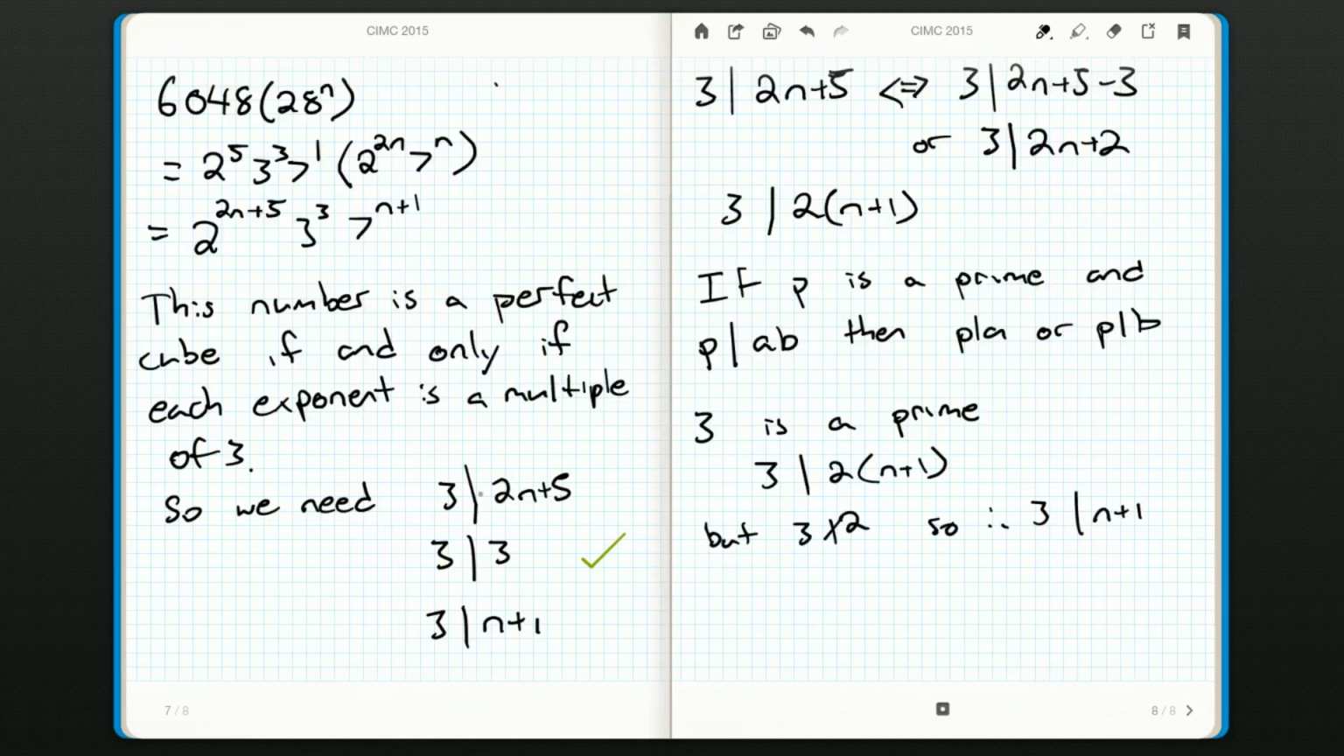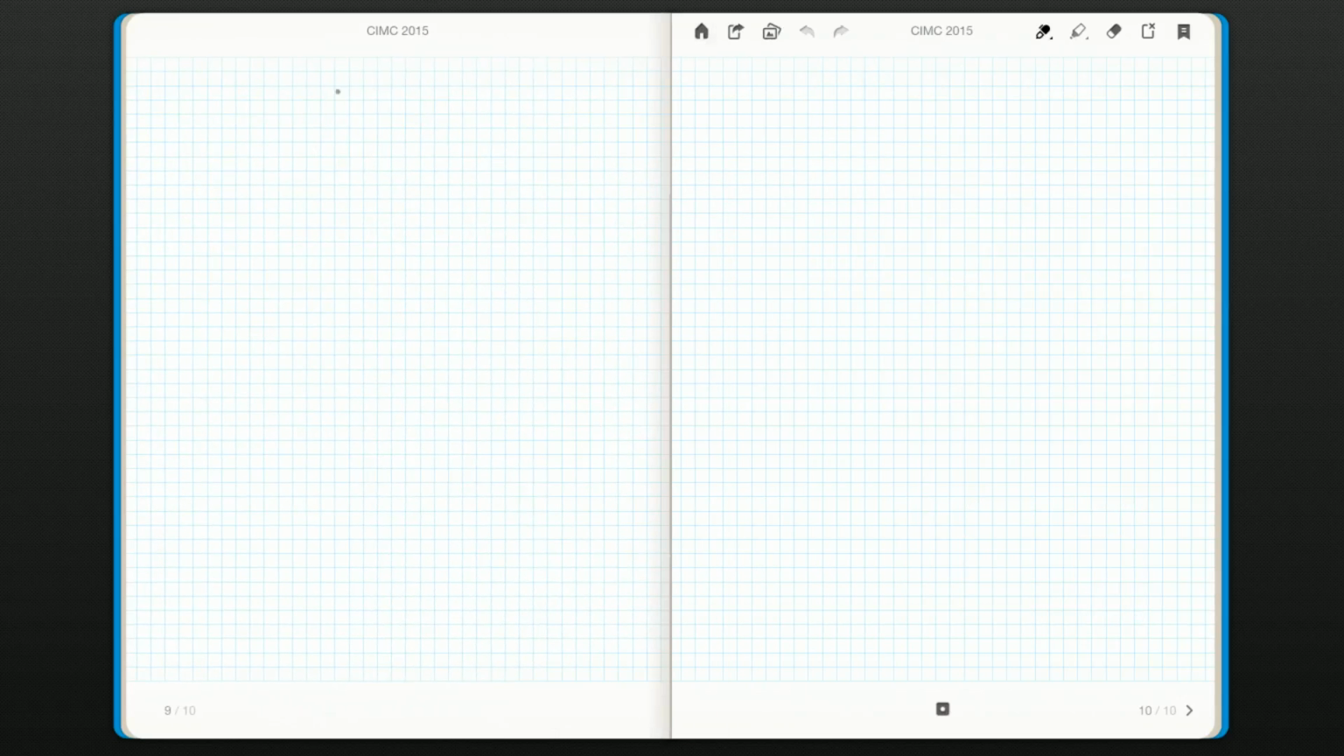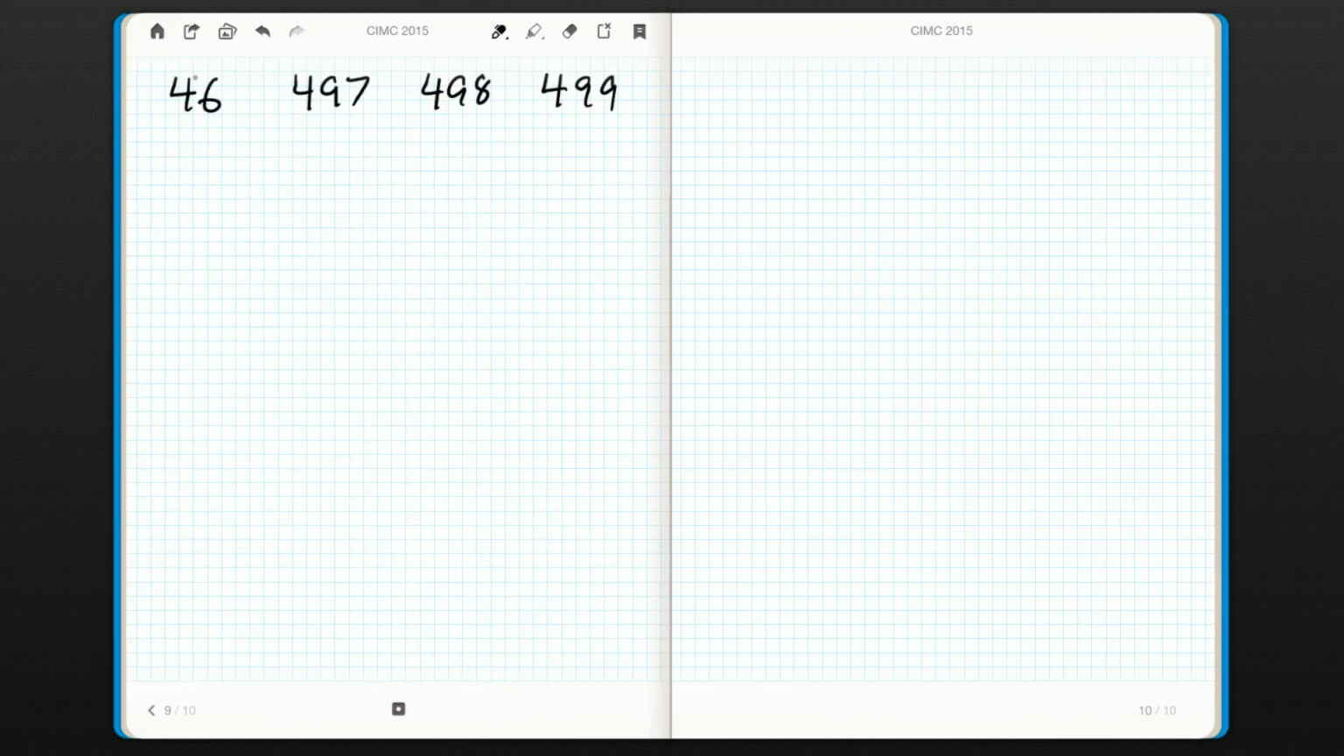So this top one will work. 3 divides 2n plus 5 exactly when 3 divides n plus 1. And the bottom one works when 3 divides n plus 1. So really, what we're looking for is that we want n to be 1 less than a multiple of 3, okay? And we also want n to be less than 500. So how about we start looking for candidates for n? We can't have 500, but we could have 499, or 498, or 497, or 496, and we could keep going backwards, but I think you'll find that we see our answer really quickly.